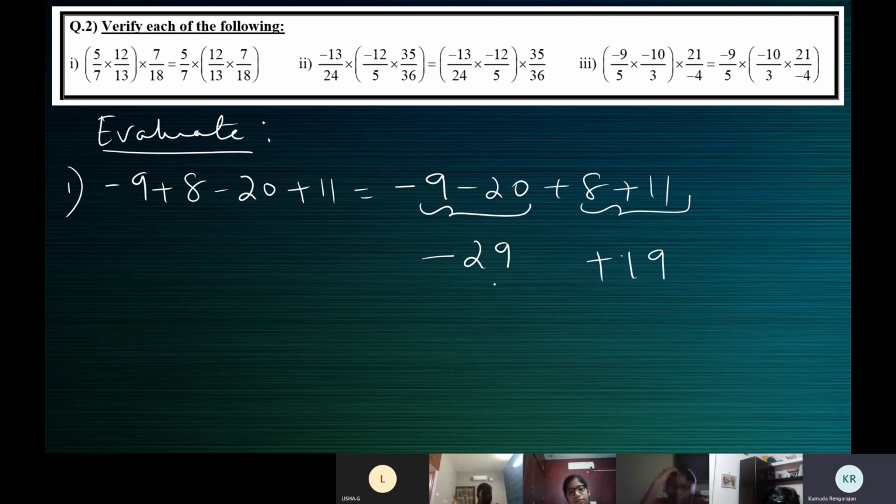Now different. -10. Now these two numbers have different signs. So subtract 10 and put the sign of the greater number. So -10. Yes or no, children? Yes, ma'am. -10. Same signs, add. Different signs, subtract. Same signs, add and put the same sign. Different signs, subtract and put the sign of the greater number.